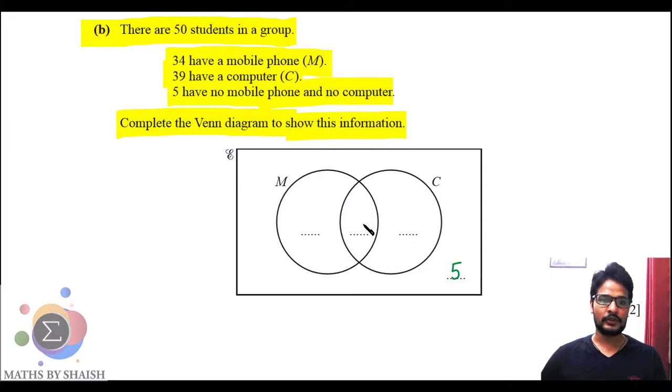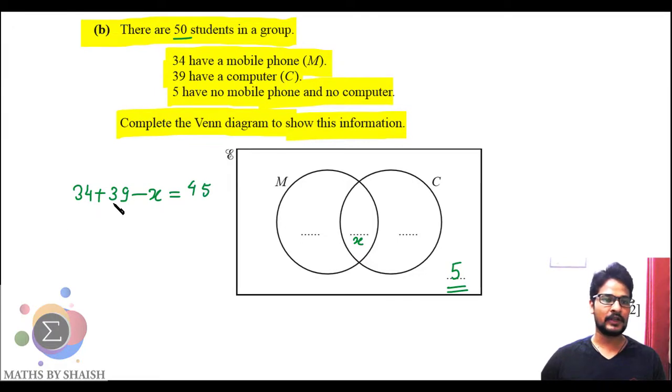And now we need to find this intersection, because there are some students who have a mobile phone and a computer as well. So we calculate in this way: for circle M there are 34 students, and for C, computer, there are 39 students. Since we have included this region in both M and C, let's say there are X students in this region. We have included this X two times, so we subtract it one time so that we get the total number of students. Since there were 50 students and 5 are outside, in this region there would be 45 students.